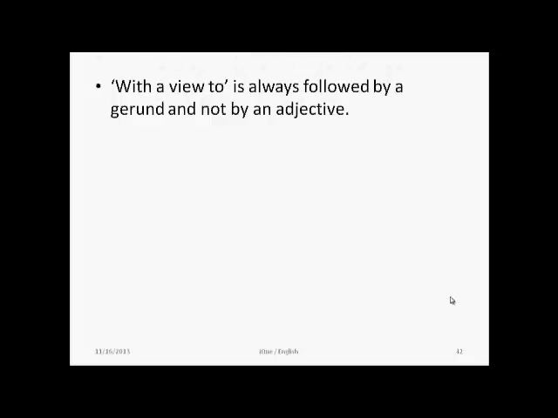With a view to is always followed by a gerund and not by an adjective. So, we say we go to school with a view to studying and not with a view to study.